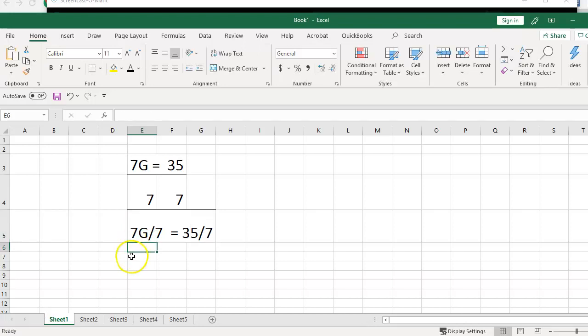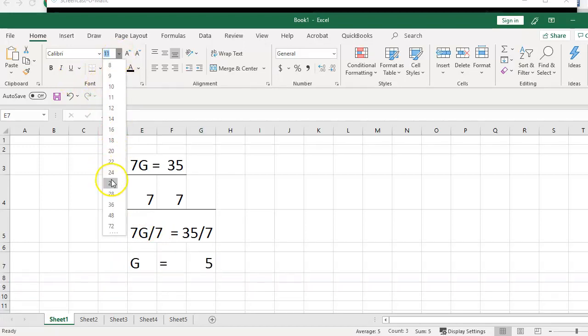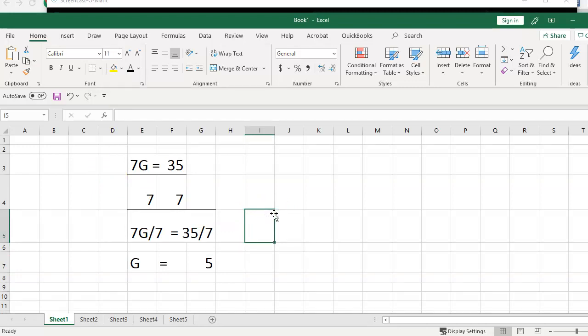The reason why we do this is because when you take 7 divided by 7, that'll give you 1, or 1g. So now we have g by itself. And then if I take 35 and divide that by 7, that'll give me 5. So using this equation, I'm able to solve for g. 7g equals 35, g equals 5.